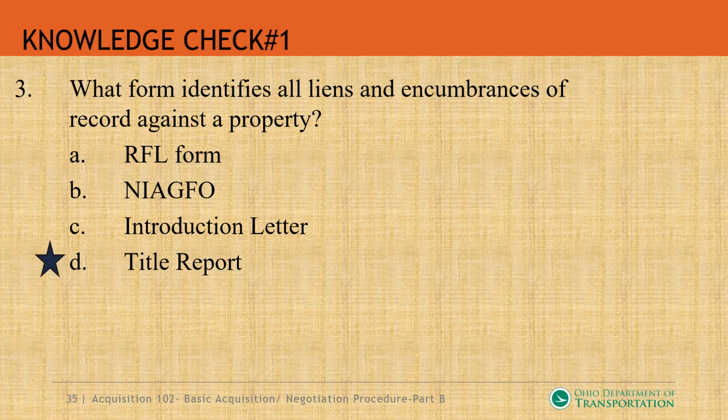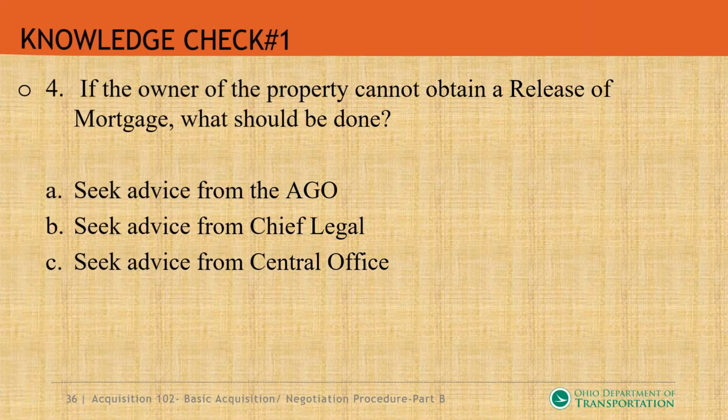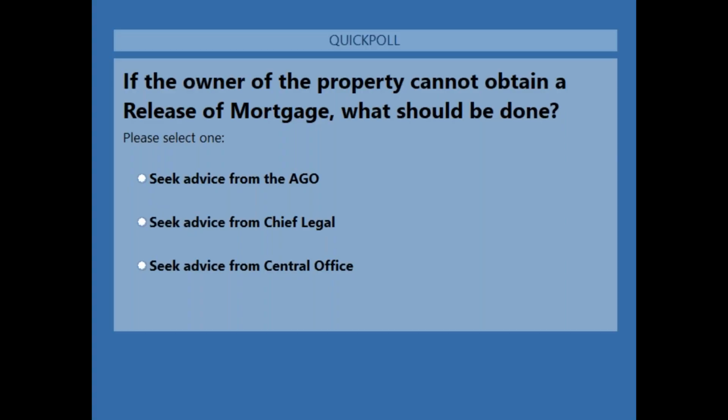All right. I think we might need you to stop sharing and reshare your screen. Oh, there we go. We can see it now. Sorry about that. Okay. And the answer was title report. So our next question. If the owner of a property cannot obtain a release of mortgage, what should be done? Seek advice from the AGO, seek advice from Chief Legal, seek advice from Central Office.